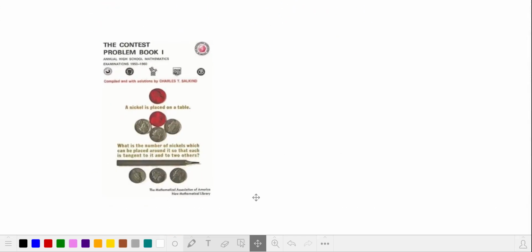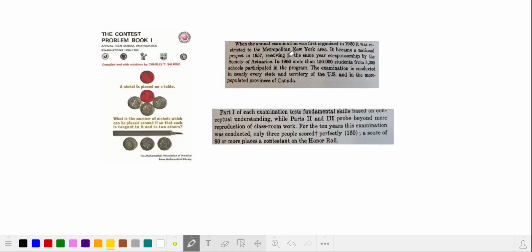I found a lot of my information about this older AMC from the first contest problem book published by the MAA. You can also find historical AMCs at the Art of Problem Solving website. According to this book, in 1960, there were at least 150,000 students taking the AHSME.